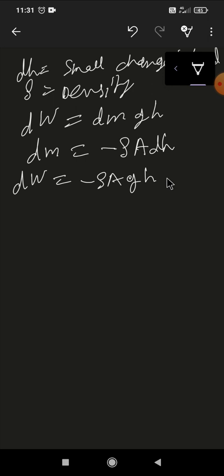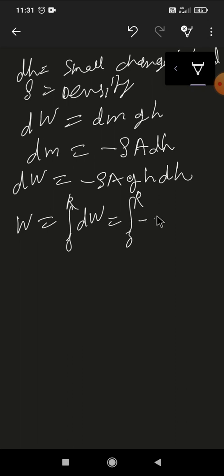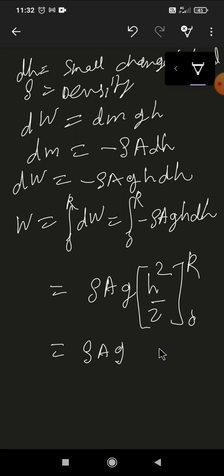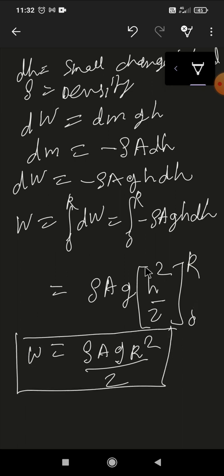g h dh. Now the total theoretical work during a full emptying is obtained by integrating the equation. So W will be equal to the integral from 0 to R of dW, which is the integral from 0 to R of minus rho A g h dh. If we integrate, we will get rho A g h square by 2, with limits from 0 to R. So our work done will be rho A g R square by 2. So it is evident that the work potential is proportional to the square of tidal range R.